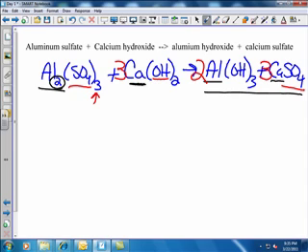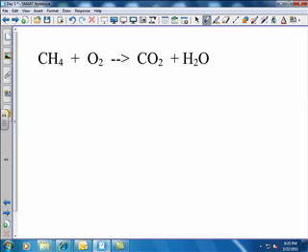And if I do that, in this case, I actually have 6 hydroxides. And if I look over here, I also have 6 hydroxides. So those are also balanced. So as I look at this then, my coefficients right now are where they need to be. I have a balanced equation. This is 1, this calcium hydroxide is 3, 2, and 3. And we're balanced. Okay, let's look at another one.